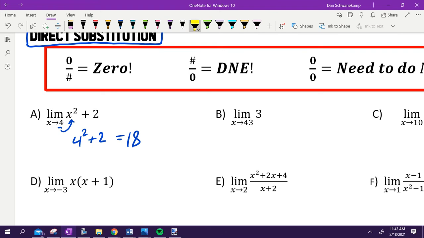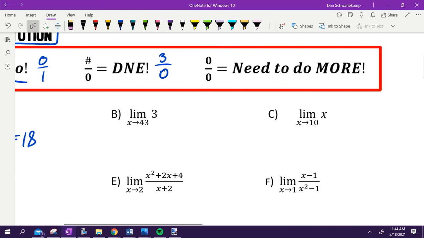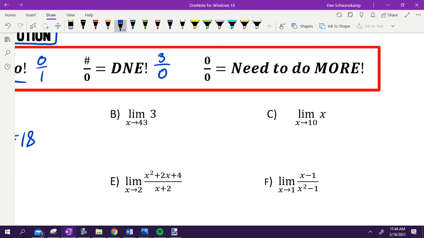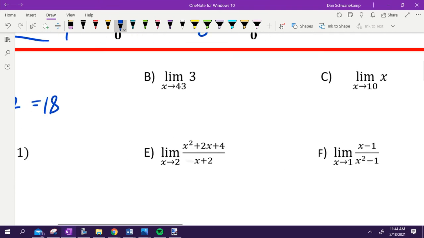The one thing you have to pay attention to today is this, and it's just a reminder. If you have 0 on top but a number on bottom, like 0 over 1, that right there is 0. If you have the other version, a number on top with 0 on bottom, that is DNE. Okay, that does not exist. That is undefined. If we have 0 over 0, we have to do something else. Okay, and we'll talk about that today.